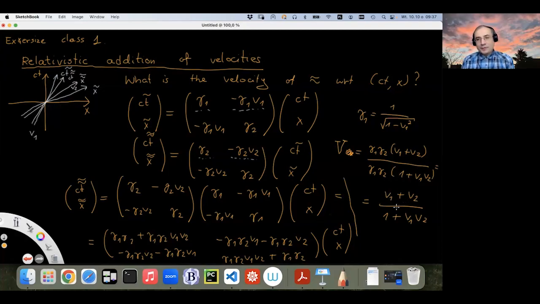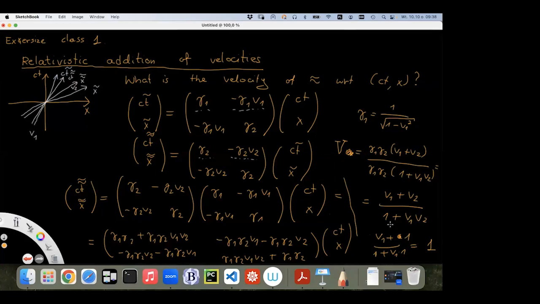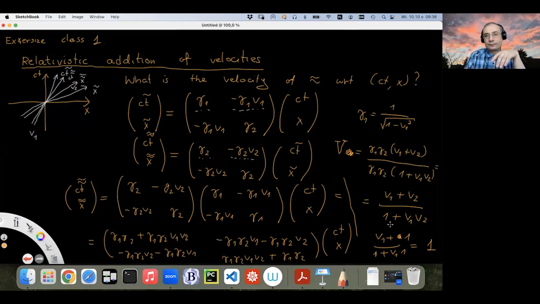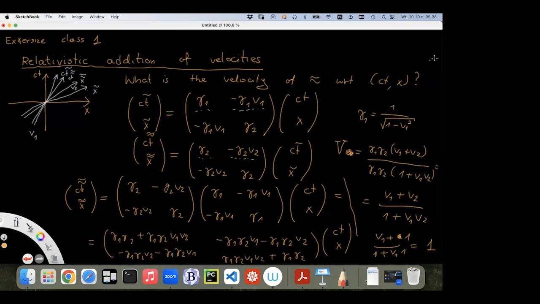Now, the nice thing about this formula is that if you consider one of these particles to be traveling with the velocity of light, what you get is V1 plus C over 1. C is basically 1 in our case. 1 plus V1 times 1, which is 1 plus V1 over 1 plus V1, which is 1. So whenever one of these velocities is C, the result is C. So no matter what happens, a particle which travels with the velocity of light with respect to one frame will also appear traveling with the velocity of light in any other frame. Okay, that's the standard formula for addition of velocities.